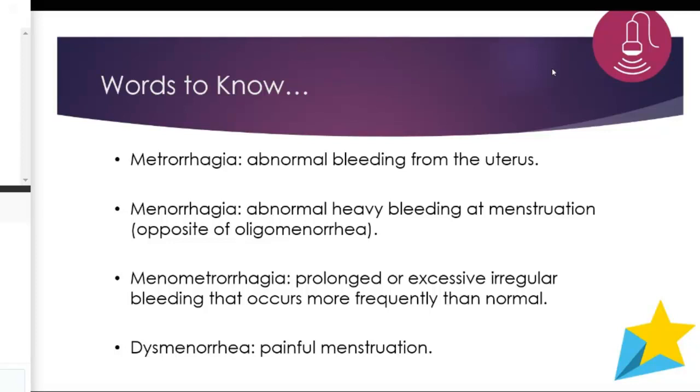Menometrorrhagia, prolonged or excessive irregular bleeding that occurs more frequently than normal. So this is a patient who does not have a normal cycle. So their periods could be weeks long. They could have a period every other week. And when they do have their period, they have extremely heavy bleeding. And dysmenorrhea, that is painful menstruation.